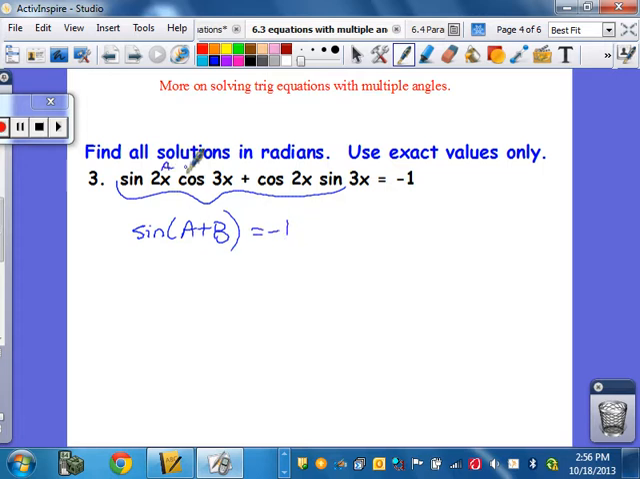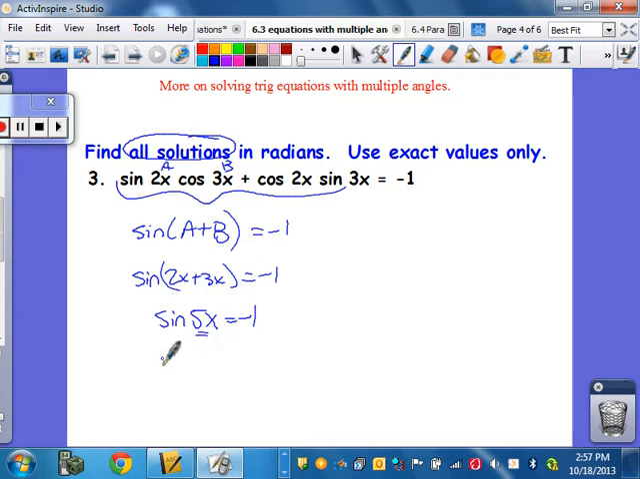What's your A? Here's your A, here's your B. So sine of what? 2x plus 3x. So that's sine of 5x equals -1. But notice how I didn't give you between 0 and 360 here? I gave you, I want all of them forever. That's every single one of them. What's nice about that? You just need to find the angle measures the first time around the circle. We'll worry about the 5 in a second.